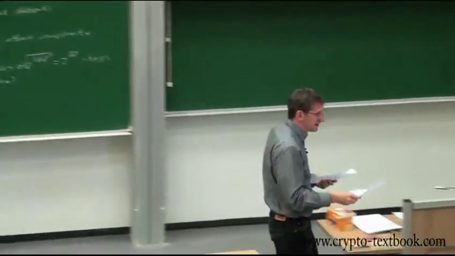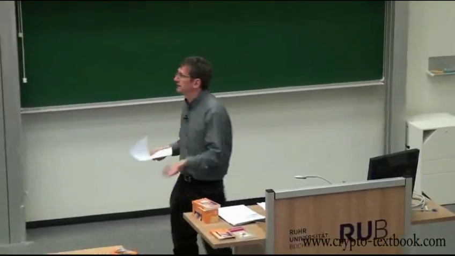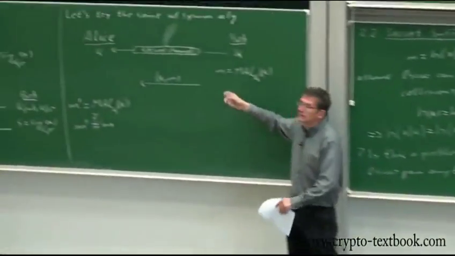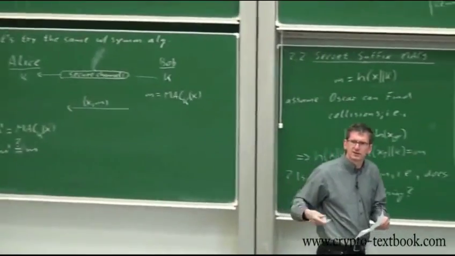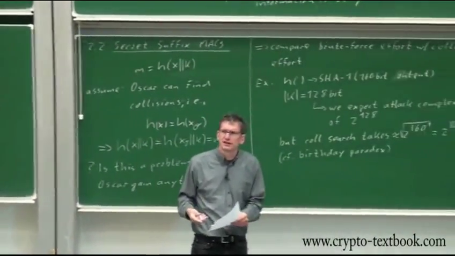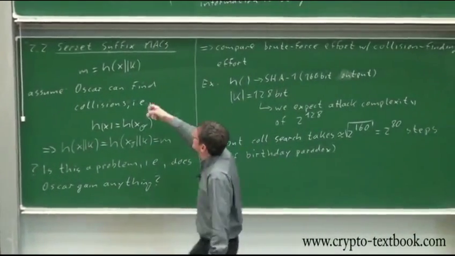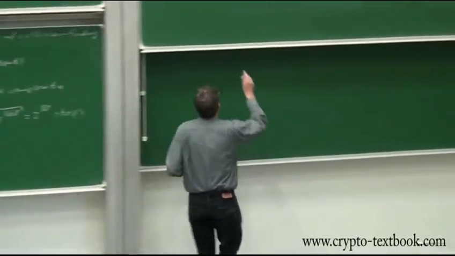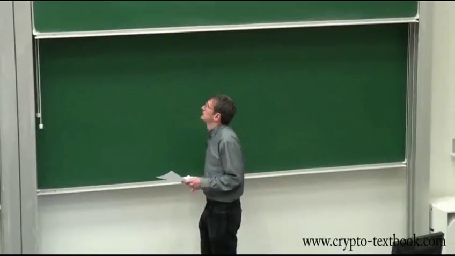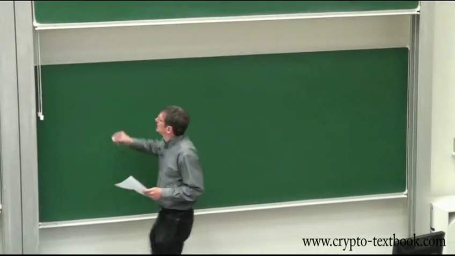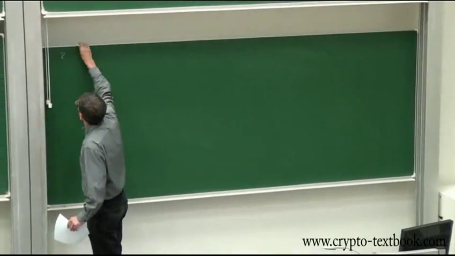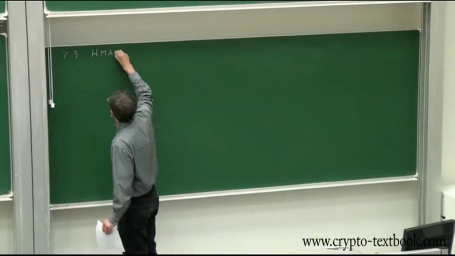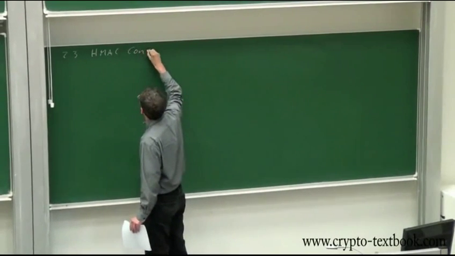Luckily, and now comes the cool thing, the thing that's being used in practice is a little bit more complicated approach, but it's not really all that complex. It's not another SHA-1 hash function or something like that. And this is called 2.3, the HMAC construction.